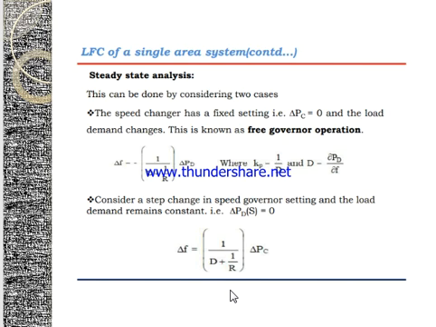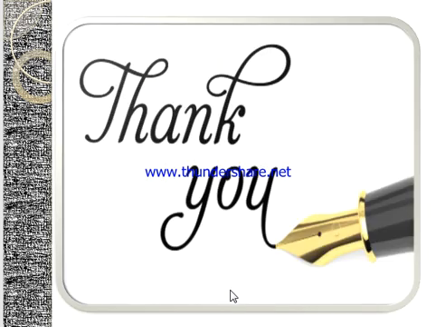So del F is equal to minus 1 by (D plus 1 by R) into del PD, where Kp is nothing but 1 by D and D is equal to dou PD by dou F. Considering a step change in the speed governor system while the load demand remains constant, here del PD of s is equal to 0. So obviously del F is equal to 1 by (D plus 1 by R) into del PC. So this is the condition of a static analysis.